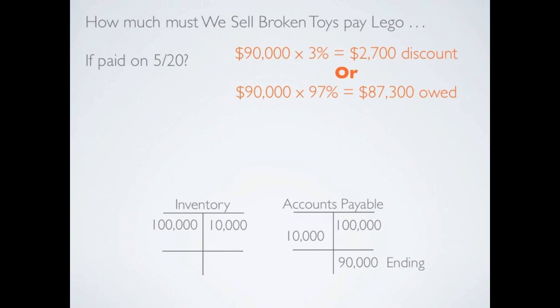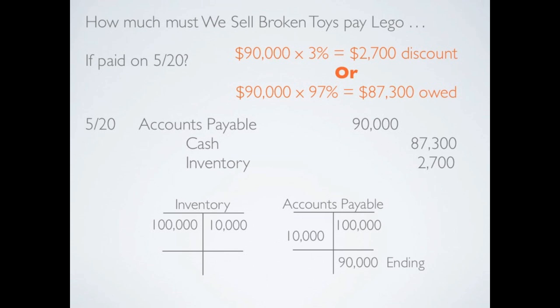So I'm going to debit my accounts payable just as before for the entire amount that I owe, which is $90,000, because I got to get that off the books, because I no longer owe Lego money. So I've got to get it off the books. Then I will credit cash for the $87,300. What about the discount? Remember, that's a reduction of your inventory. So we credit our inventory for $2,700.